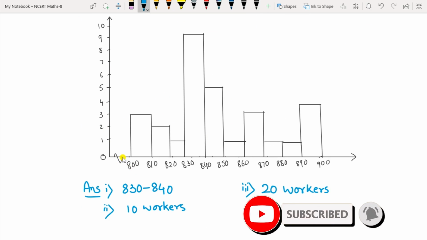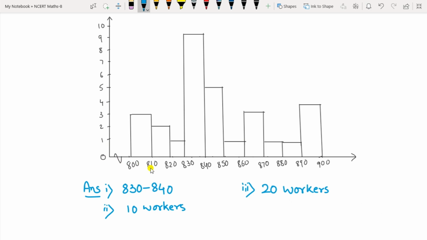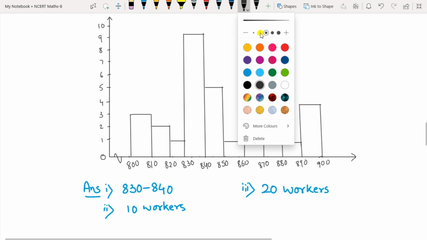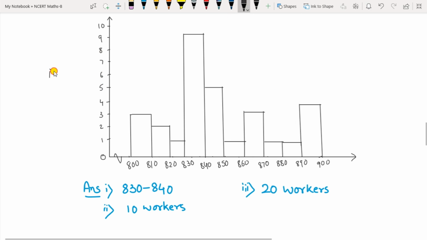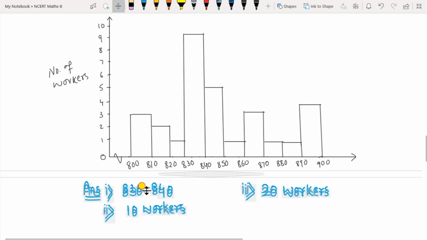So you should draw a kink here because the difference from 0 to 800 is 800 and afterwards the difference is 10. So you have to draw a kink here and leave one square space. After this, in the y-axis you can give the number of workers, and daily wages in the x-axis. So these are the number of workers and these will be their daily wages.